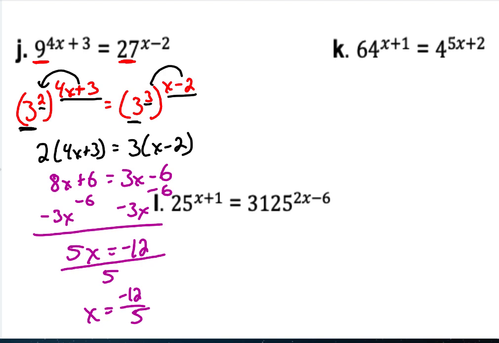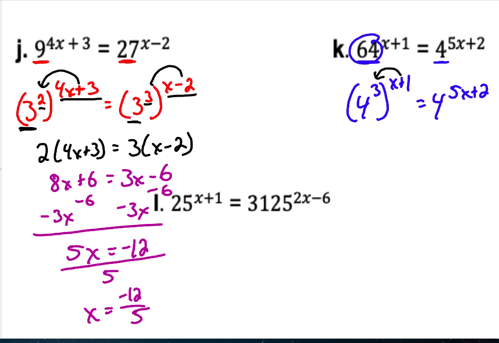All right, next one. We have a base of 64 and 4. 64 can be turned into 4 to the third power raised to the x plus 1 power, and 4 to the 5x plus 2 power. So we got the same bases. Now we use our exponent rules. A power to a power means multiply those exponents. 3 times x plus 1 is equal to 5x plus 2. And now I just solve my equation.